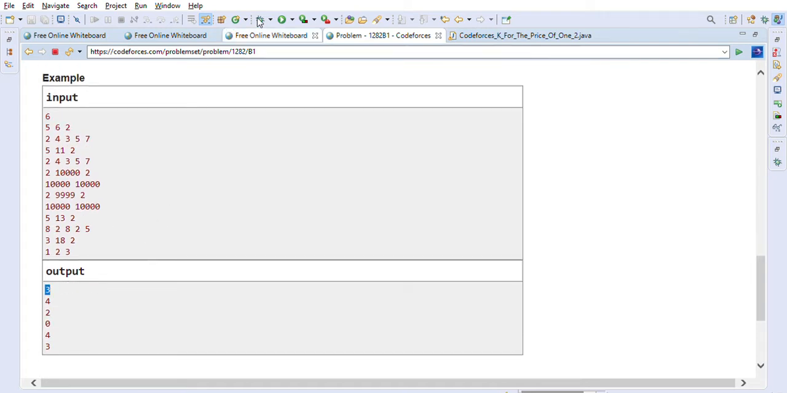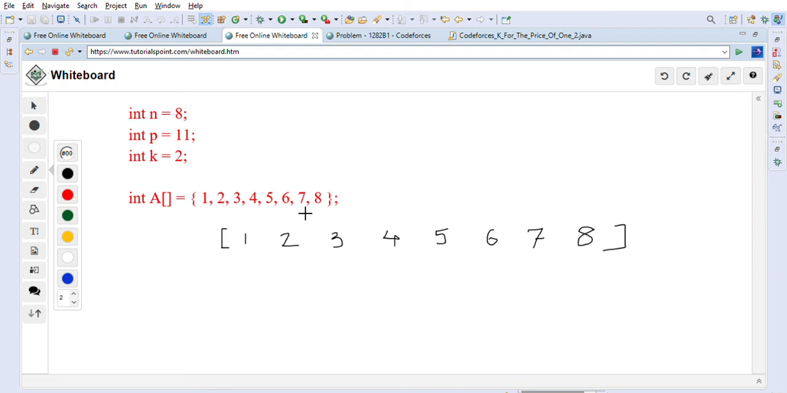So now I created one other big example here. So here we have total number of items 8, and the coins we have is 11, and k is equal to 2. K is always equal to 2, they already told us, right? So it is just a coincidence that the prices are sorted, but however the prices are given, we are always going to sort the prices. So this is the sorted prices.